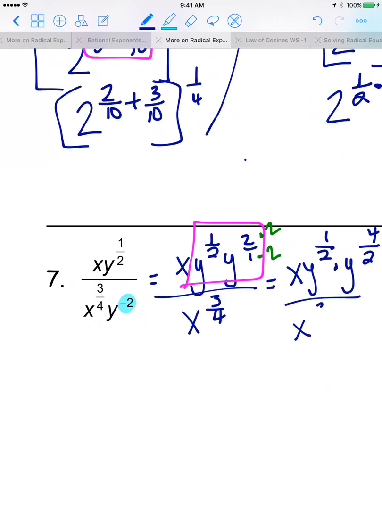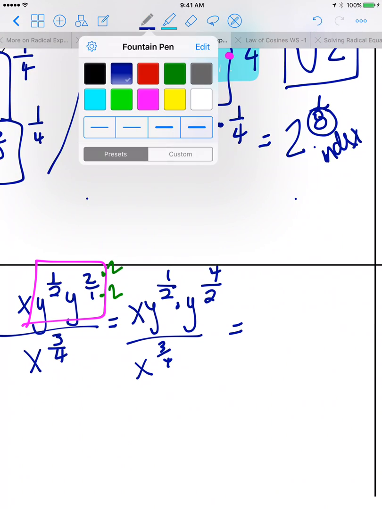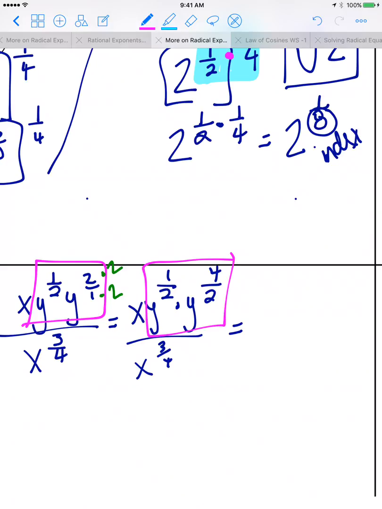And we'll save this x to the 3/4 for later. We'll deal with that in just a minute. So now we can add these together because we have common denominators. So we get x times y to the 5 halves all over x to the 3/4. So we have an x in the denominator, and it's got a fractional exponent, which we're not allowed to have.